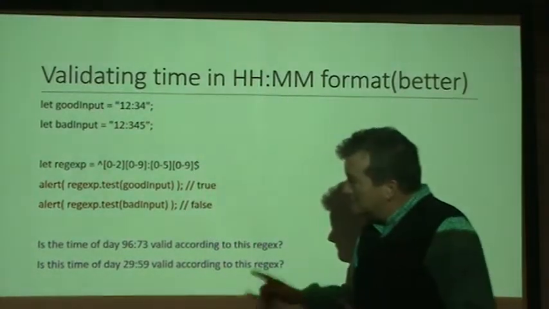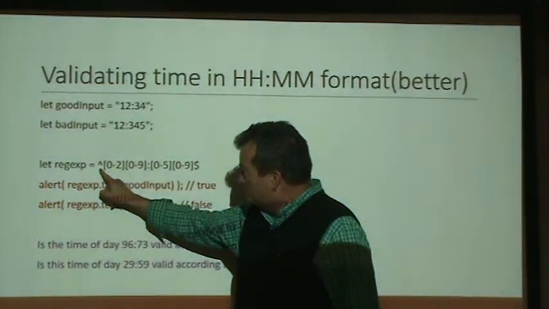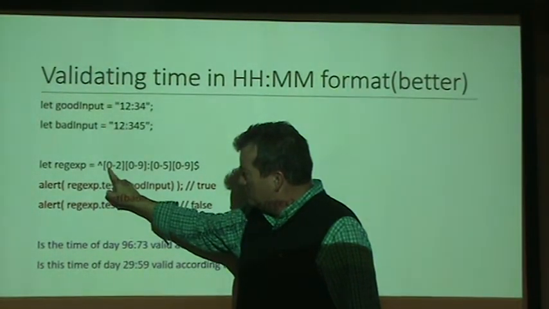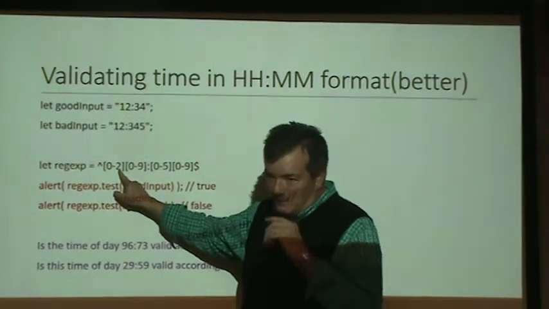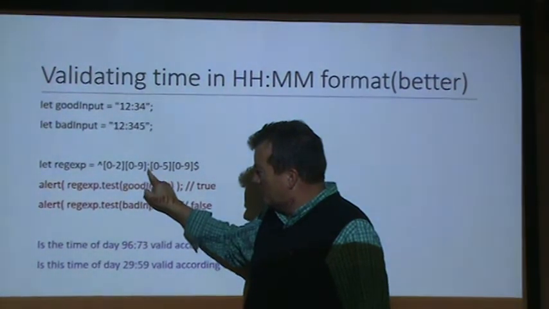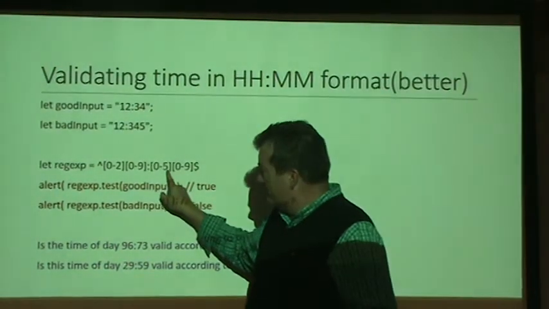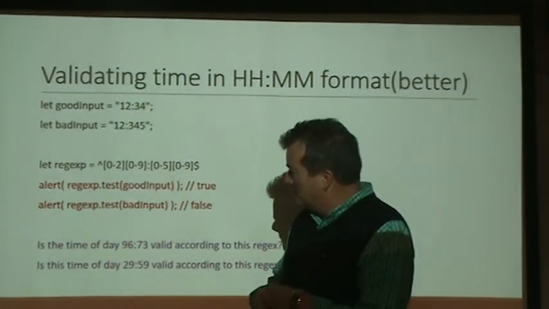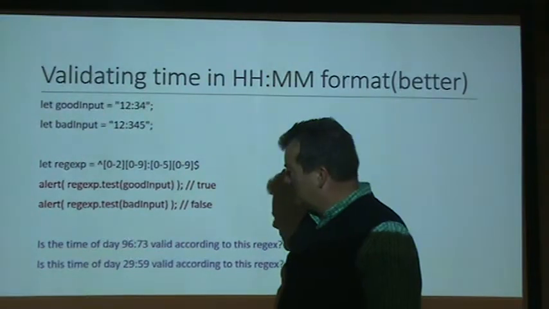How about this? We'll make a regular expression start with 0, 1, or 2. So this would be a 24-hour clock. The next digit could be any number between 0 and 9, then a colon. Then for the minutes, the first digit could be any number between 0 and 5. And then the last digit could be any number between 0 and 9. That looks better. That answers no to a lot more times that are not good.